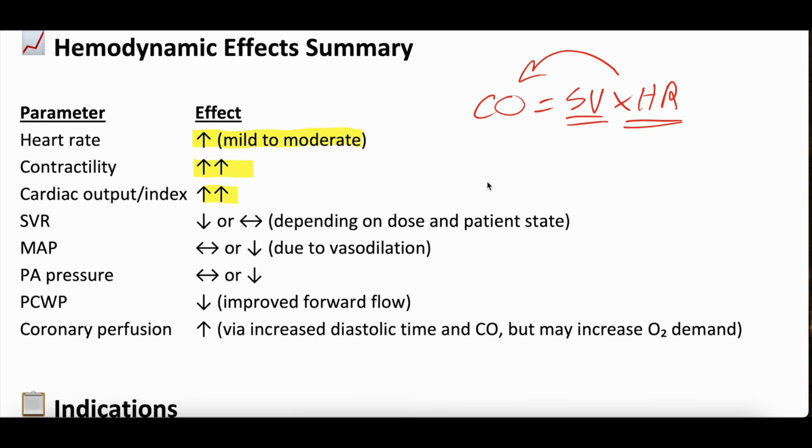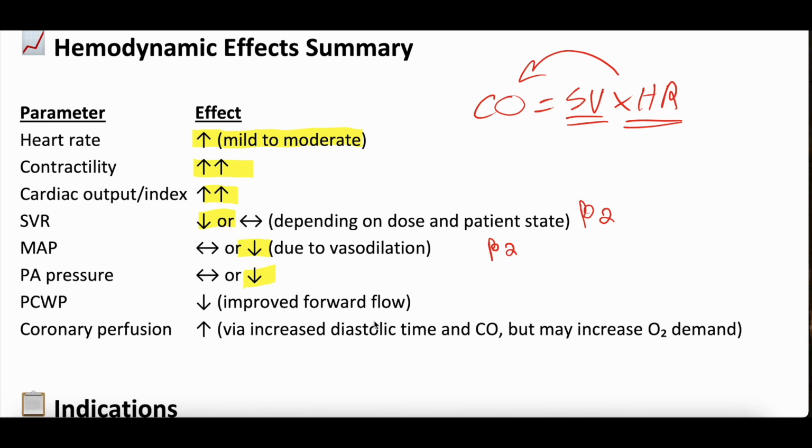Your systemic vascular resistance often decreases. That is that beta-2 effect causing vasodilation. Your MAP can often decrease as well. Same thing, beta-2 effect causing peripheral vasodilation. So it can decrease your SVR and decrease your MAP. This is more advanced stuff, but your PA pressures can sometimes decrease.